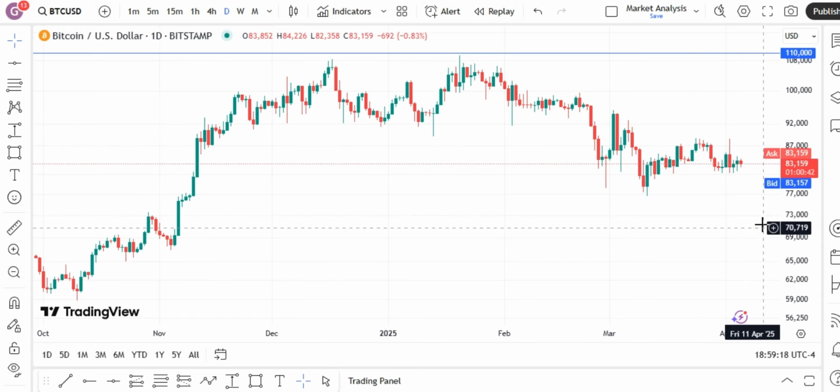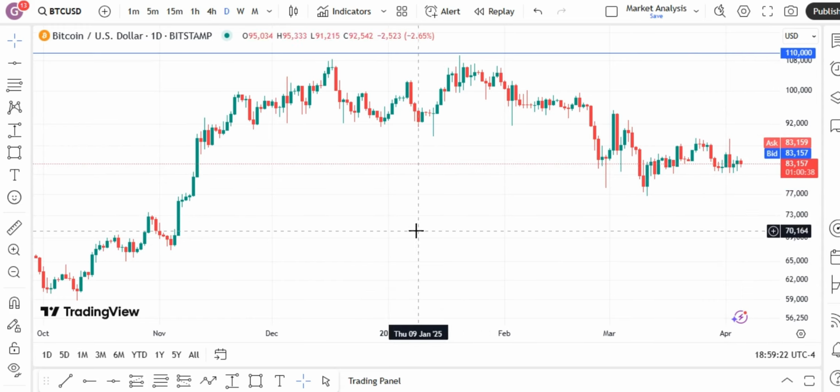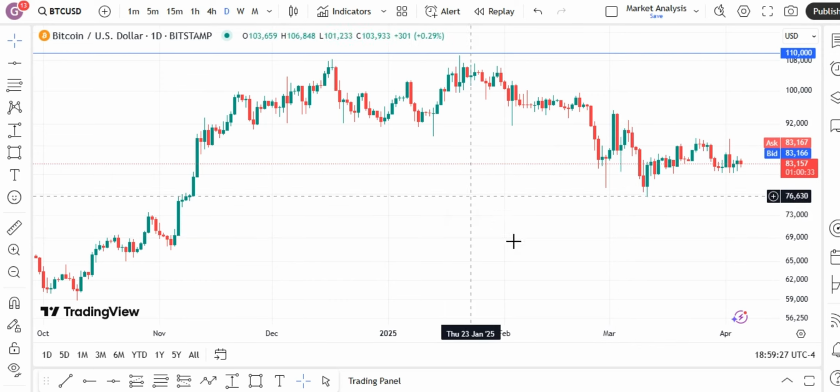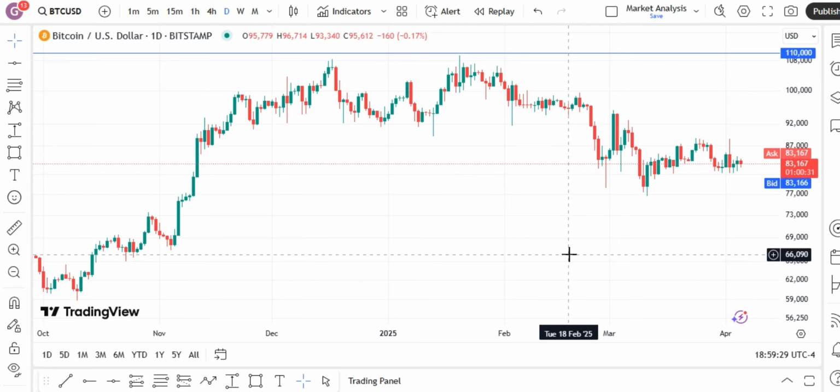So I think we want to start running lower. This low inside this FVG is my target. So I want to see it go lower. I'm still bearish on BTC.